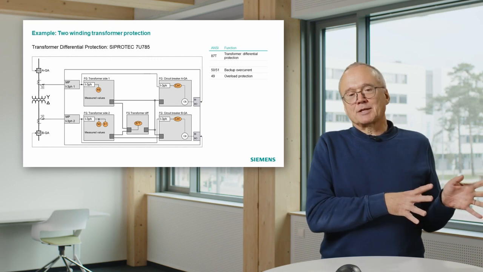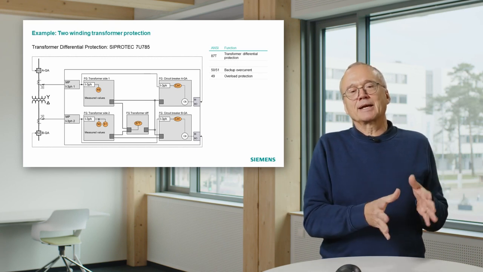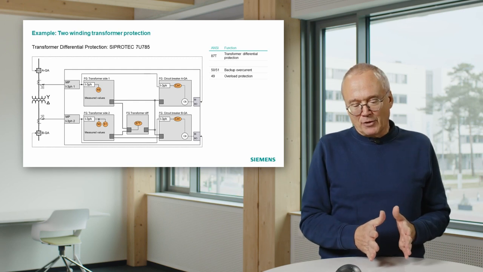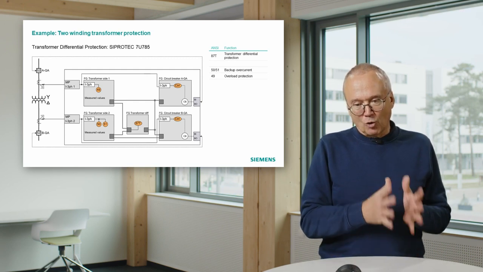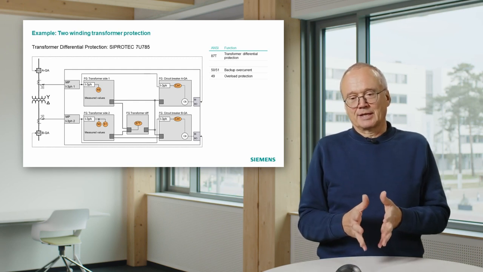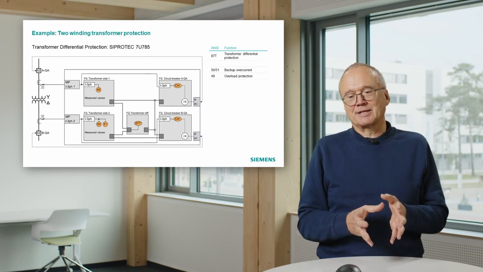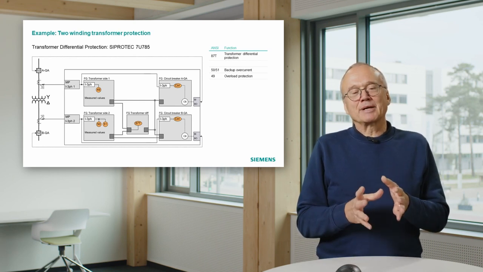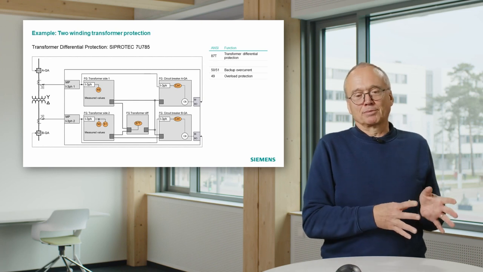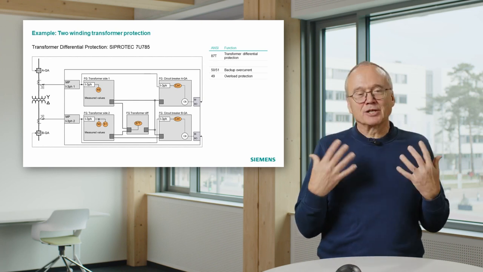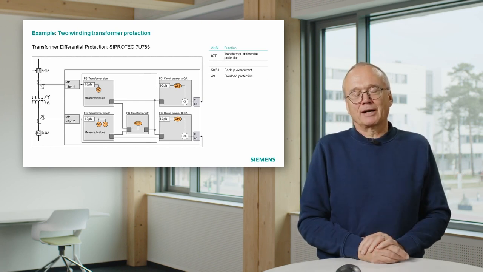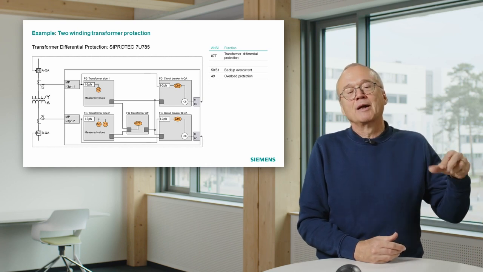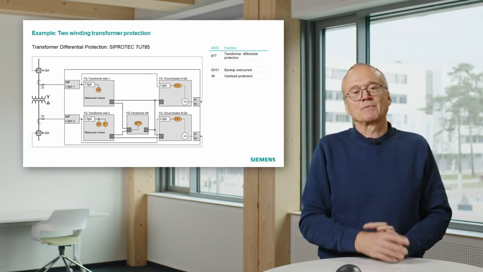I didn't explicitly mention this in the previous two examples. There we had an overcurrent and a distance example, and in these cases you automatically have the backup in terms of a remote backup. That means you actually don't really have to think about backup because it's automatically there. You only have to think about backup when you calculate the settings.